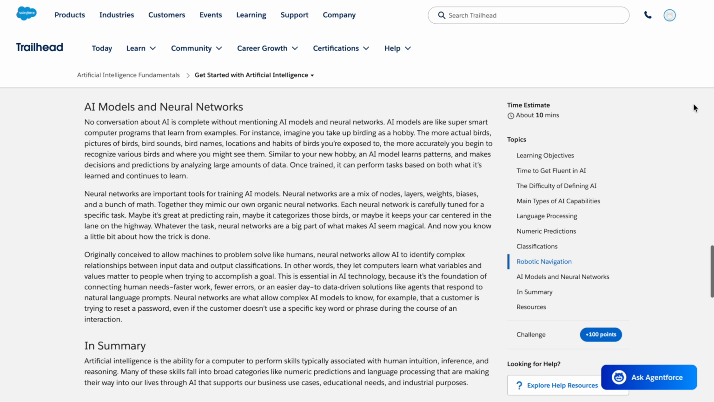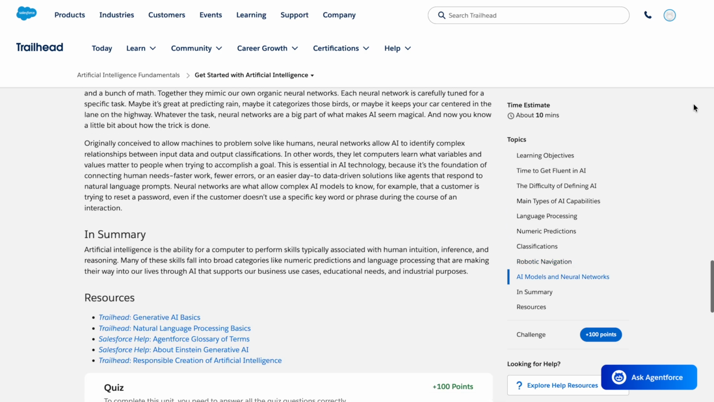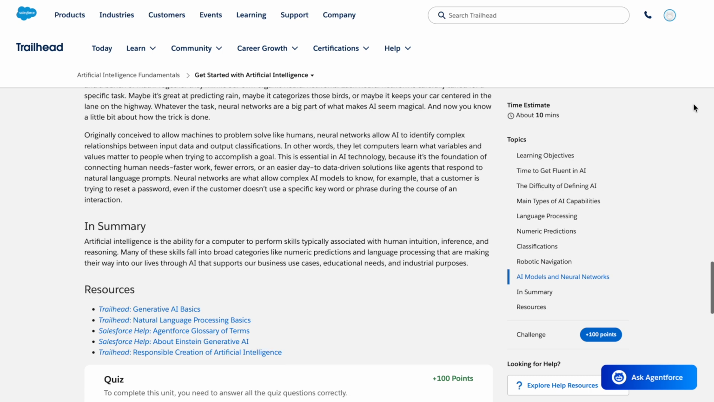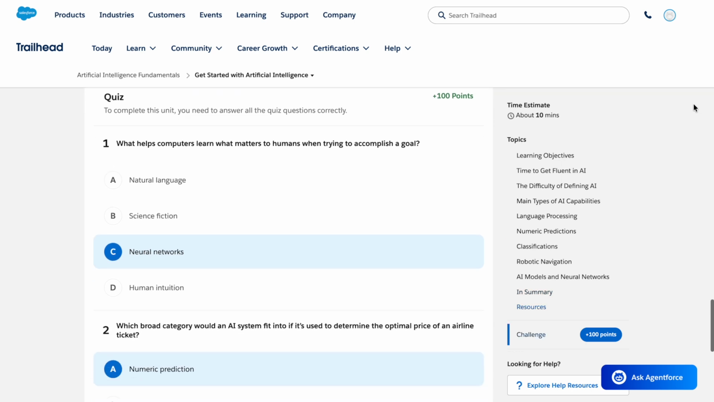In summary, artificial intelligence is the ability for a computer to perform skills typically associated with human intuition, inference, and reasoning. Many of these skills fall into broad categories like numeric predictions and language processing that are making their way into our lives through AI that supports our business use cases, educational needs, and industrial purposes.